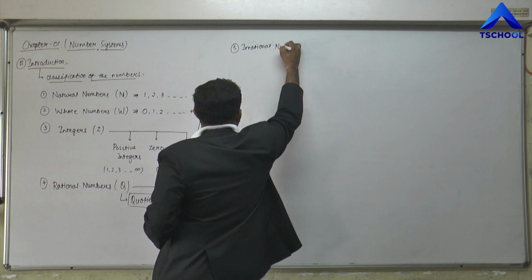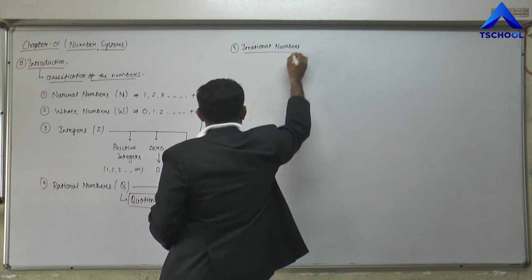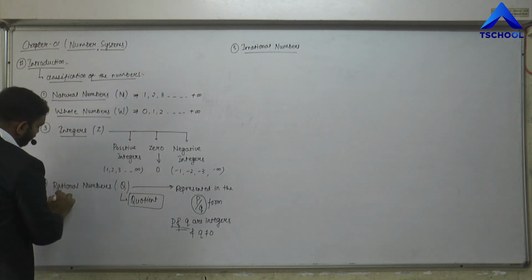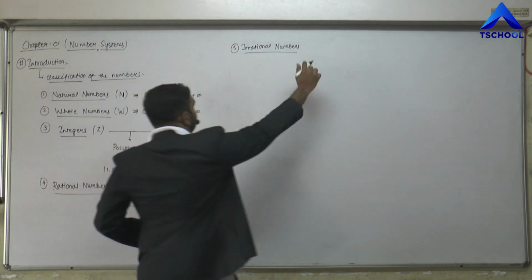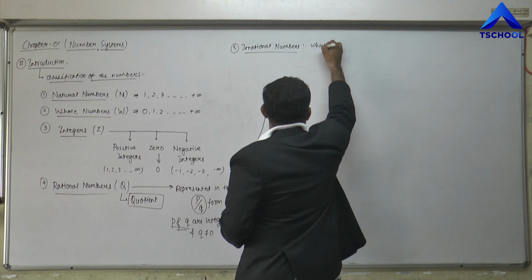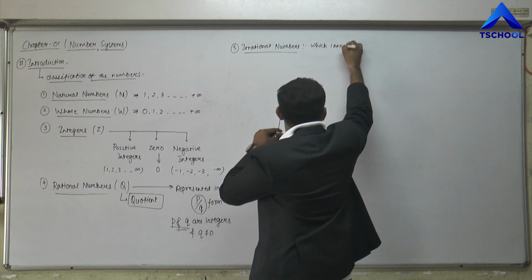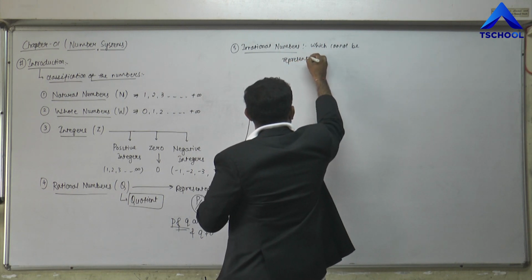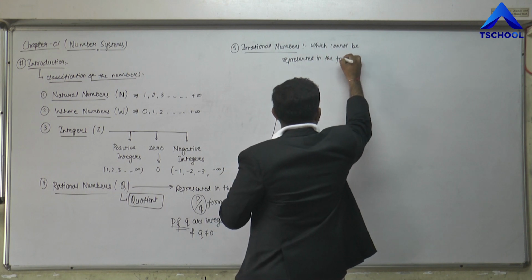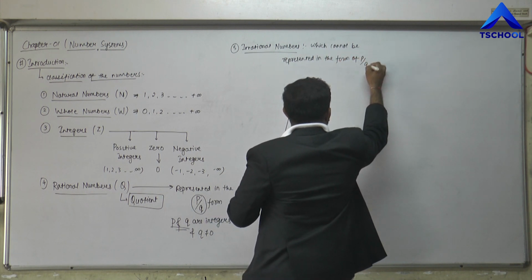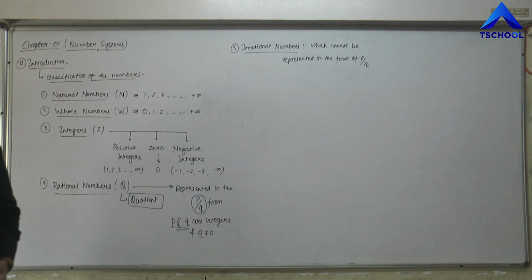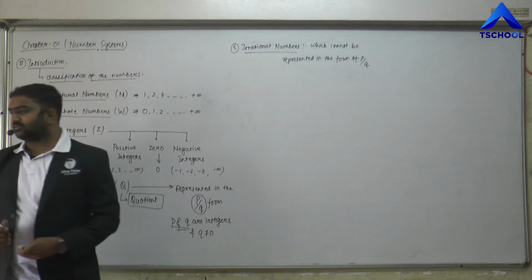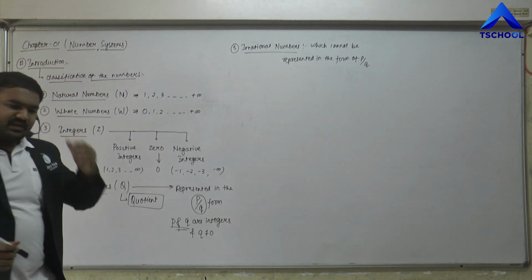So the fifth one is irrational numbers. Friends, irrational numbers are the numbers which cannot be represented in the form of p by q, right? So all these numbers are known as the irrational numbers. That means the numbers which cannot be represented in the p by q form.